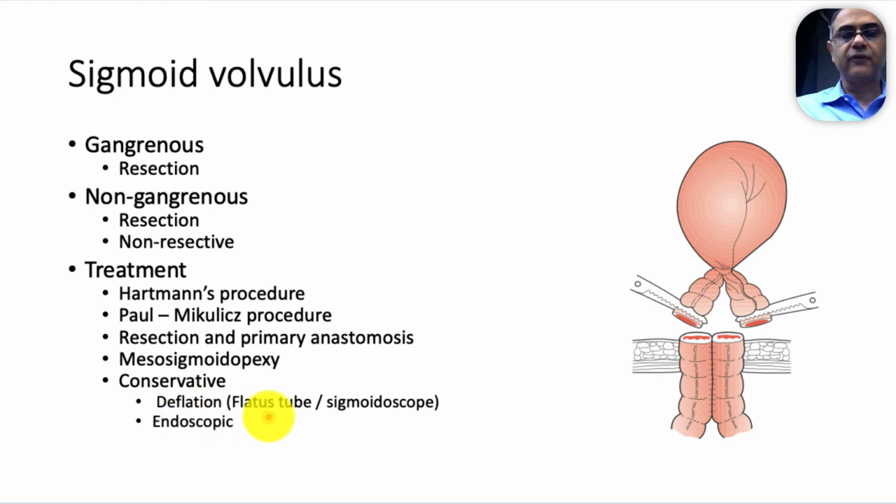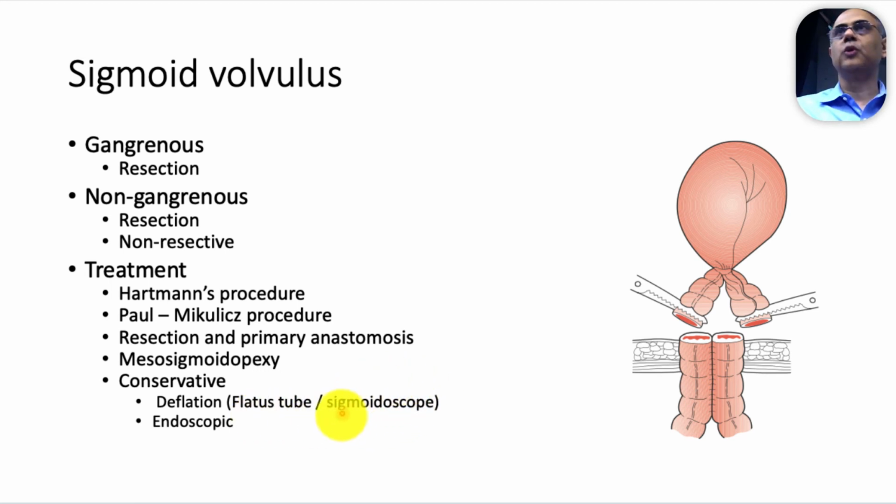Then you pass a flatus tube. You take a small plastic tube which is freely available, lubricate it well, pass it and negotiate blindly through that twisted area. If you are successful, that part of the gut will be deflated. All the gases and the fecal matter will come out and the emergency is resolved. But it is a blind procedure. Sometimes it does not work.